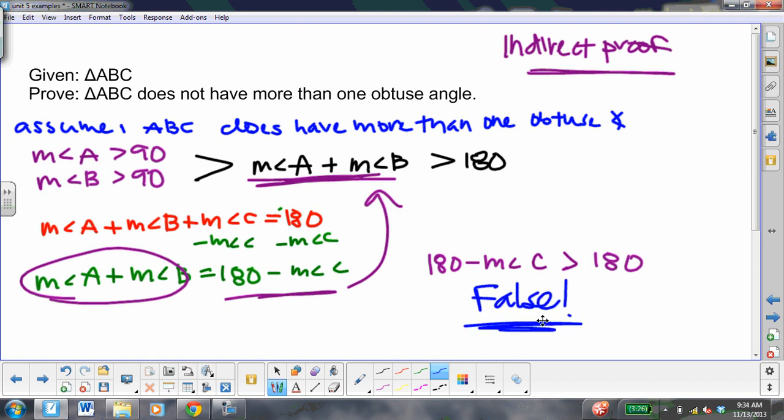So, since I have proved the opposite, that triangle ABC does have more than one obtuse angle, to be false, that means that the original statement has to be true.